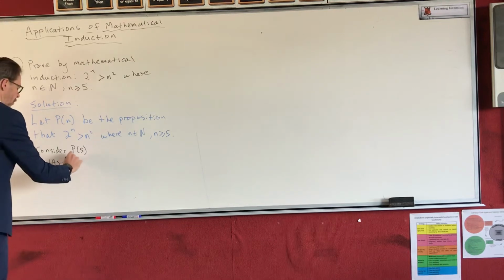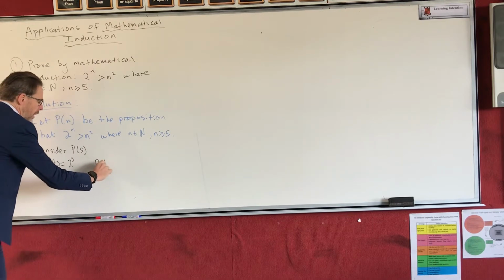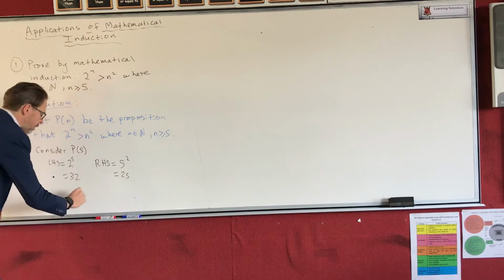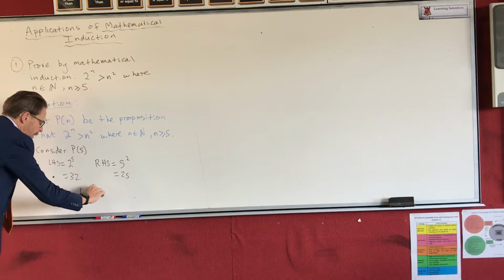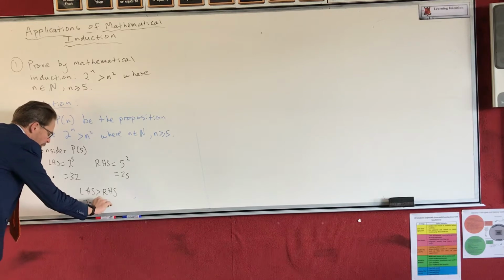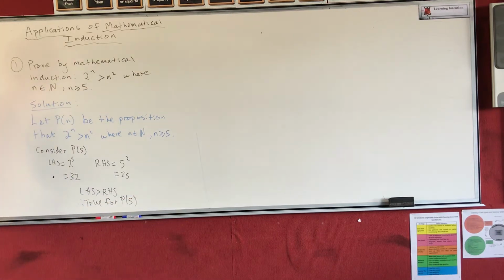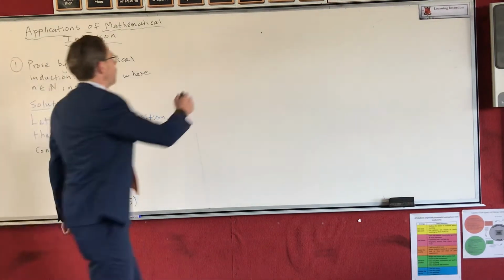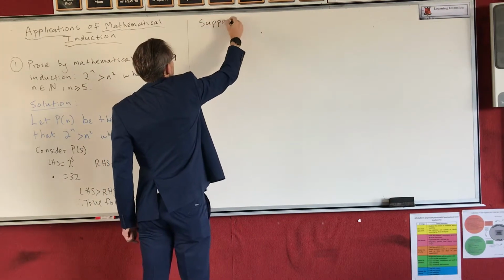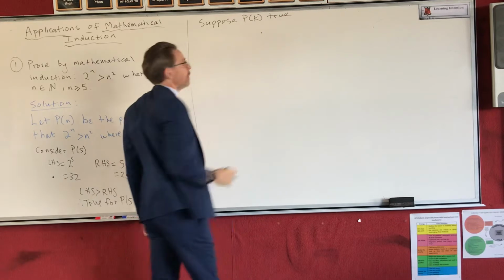That'll be 2 to the 5, which equals 32. The right hand side is equal to 5 squared, which equals 25. Left hand side greater than right hand side, therefore true for P of 5. Okay, next step, we'll do our assumption. Suppose P(k) is true.